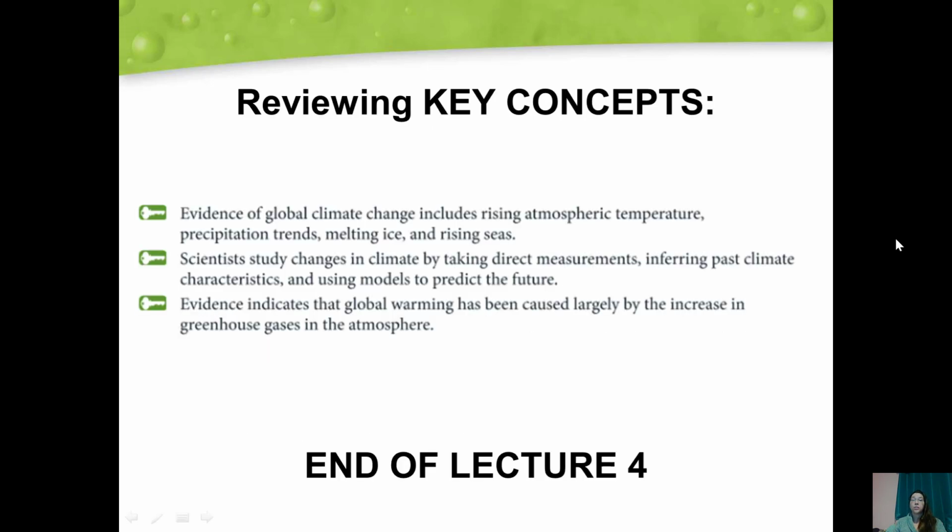This concludes chapter 16.2. So let's go ahead and review the concepts that we learned yesterday and today. First, we learned about evidence of global climate change, including rising atmospheric temperature, precipitation trends, melting ice, and rising seas. Next, we learned that scientists study changes in climate by taking direct measurements, inferring past climate characteristics, and using models to predict the future. And last, we saw evidence indicating that global warming has been caused largely by the increase of greenhouse gases in the atmosphere.